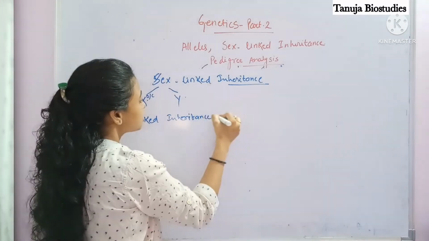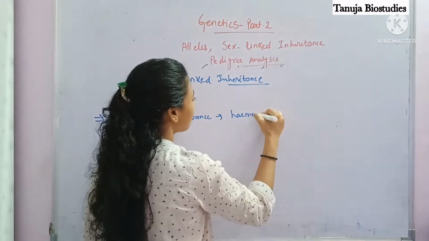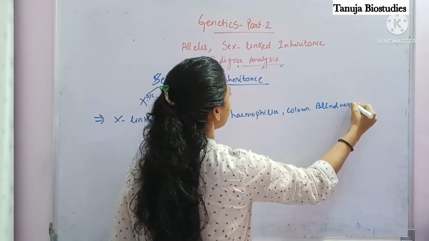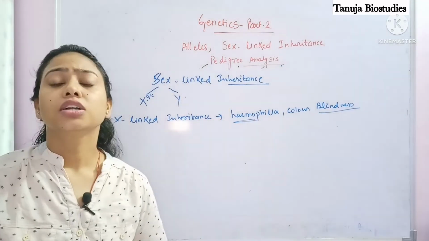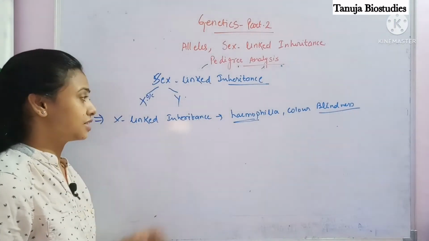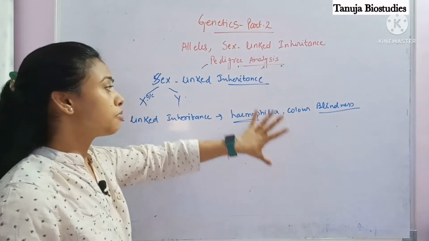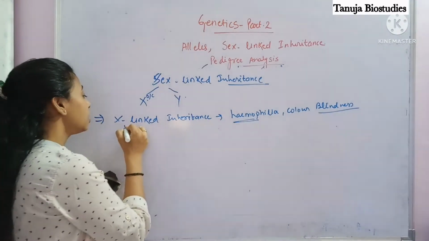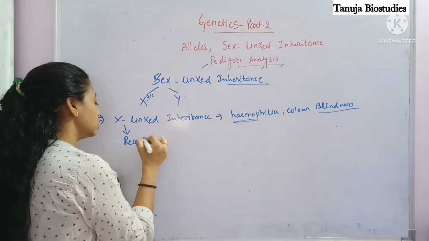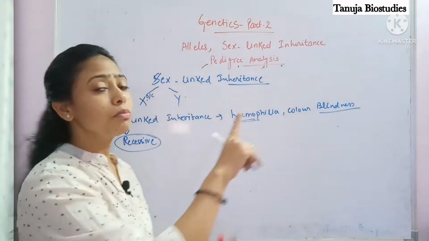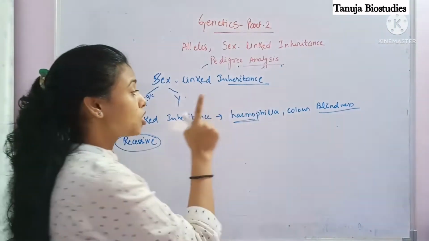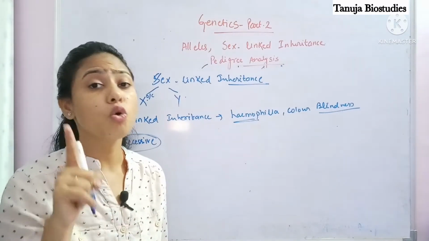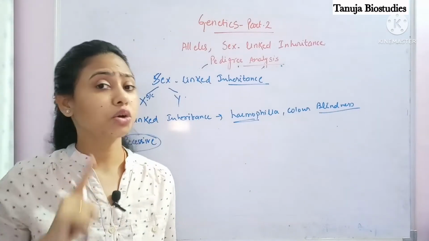Now X-linked inheritance is shown in which kind? Like hemophilia, color blindness. These are the traits, or you can say diseases, in which the disease is only because of X-linked inheritance, where the gene responsible is present on the X chromosome. And one more thing, this trait is always recessive in nature. The allele responsible for hemophilia and color blindness is recessive, which means it will express only in its homozygous state. It will not express in its heterozygous state.